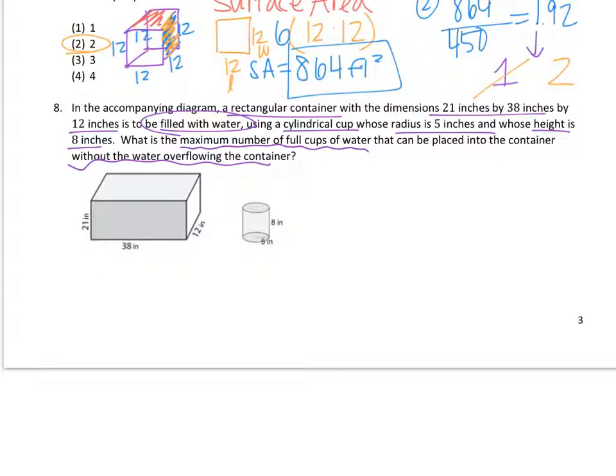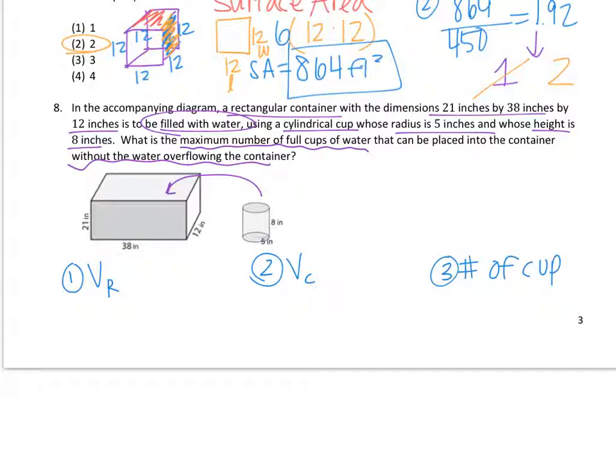So if I'm filling up the container with cups of water, that's talking about volume. So first we're going to find the volume of the rectangular prism. Then we're going to find the volume of the cylinder, and then we're going to figure out the number of cups. So I want you to take a look at your reference sheet. I'm going to do this silently up here on the video. If you need to pause it at any point in time, that's fine. Otherwise, let it run while you work, and then we'll talk about how to find the number of cups.